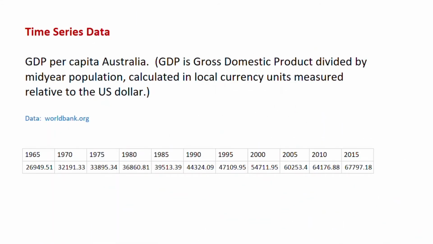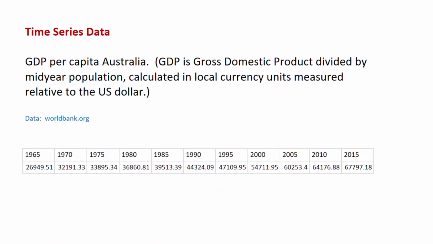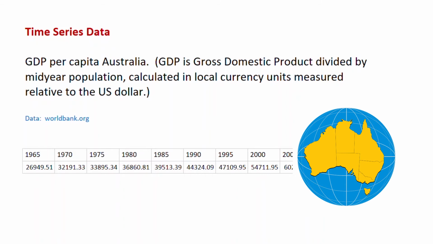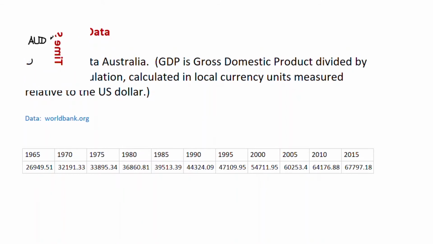The last thing we're going to consider in this video is time series data. How do we do descriptive statistics of that? Time series data is when we're looking at data over a period of time. This data I got from the World Bank, and it shows the GDP per capita of Australia every 5 years from 1965 through 2015. GDP is the gross domestic product divided by the mid-year population of a country, calculated in local currency units, always measured relative to the US dollar.